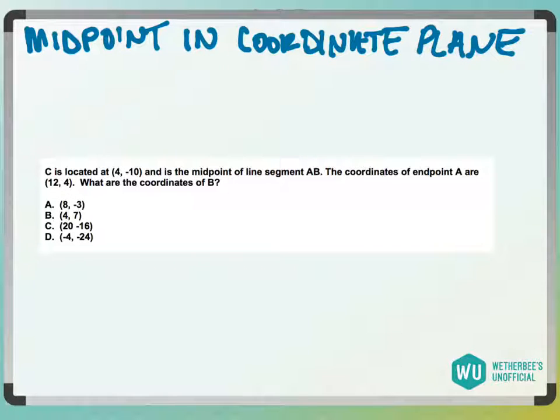So the best way to actually do this, even without using a formula, is to just map it out, right? So we have that C is the midpoint. Be careful, C is not an endpoint, it's a midpoint, and A is one of the endpoints. So if we want to know the other endpoint, the best thing to do, honestly, is map this out.